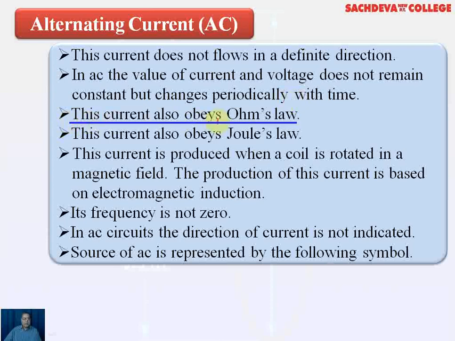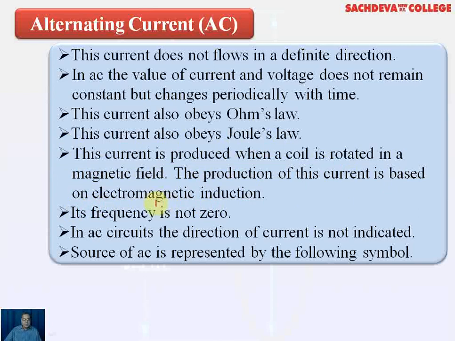This current also obeys Ohm's law to a certain extent, not to a large extent. This current also obeys Joule's law. Joule's law states that heat produced is I squared R t or I squared R t over J, where J stands for mechanical equivalent of heat. This current is produced when a coil is rotated in a magnetic field. So what exactly do we mean by this statement? Current is produced when a coil is rotated in a magnetic field.